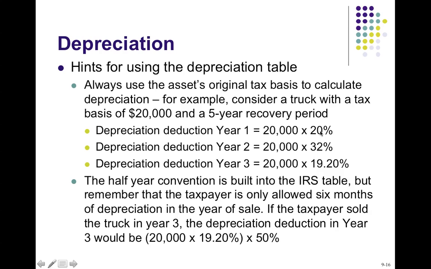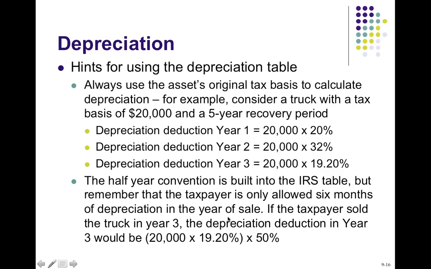Remember that the half-year convention is already built into this 20%, so do not, for the first year depreciation, take 20,000 times 20% and then divide it by 2 because you only get 6 months. Do not do that, because the 6 months is already factored into the 20% that the table provides, okay? But also recall that if you sell the asset before it's fully recovered, then the table isn't going to factor in 6 months of depreciation, okay? So remember, in the year of purchase, you get 6 months, and the last year that you own the asset, you get 6 months. So let's look at this example.